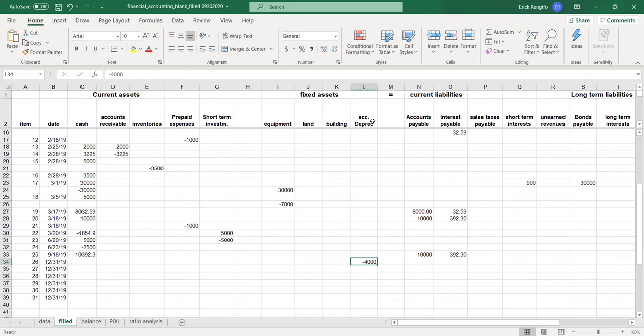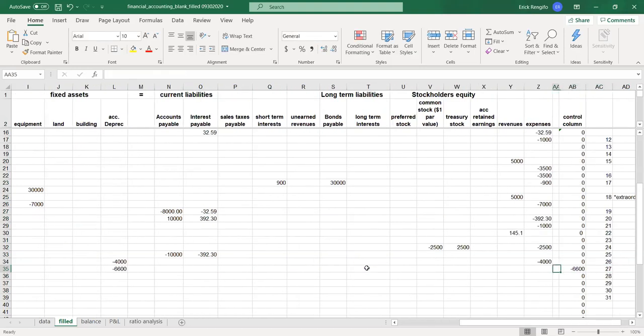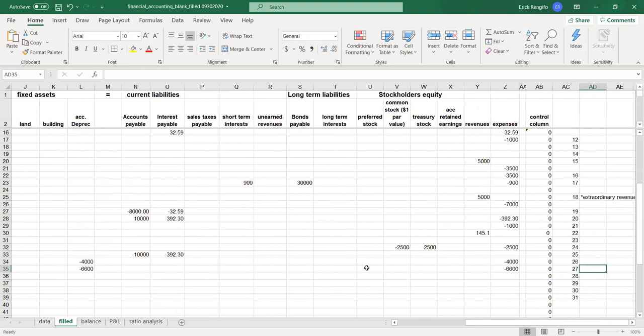Then we also depreciate equipment, okay? So normally equipment we depreciate is by $6,600. And this is also another expense. And normally, guys, what happens is you have stars here, and you say, this is depreciation of building, depreciation of equipment. And these are notes, just to keep track of what you're depreciating.